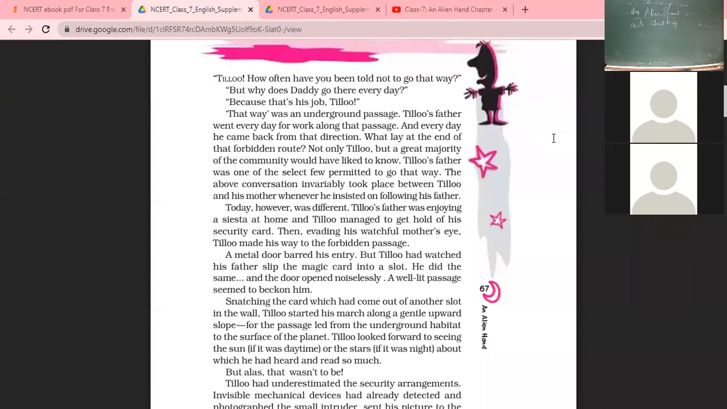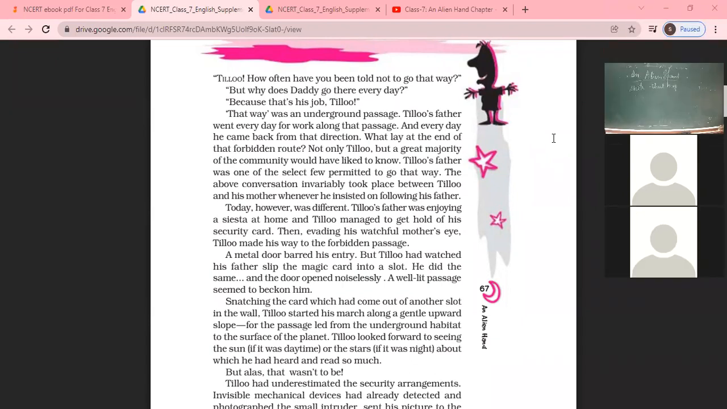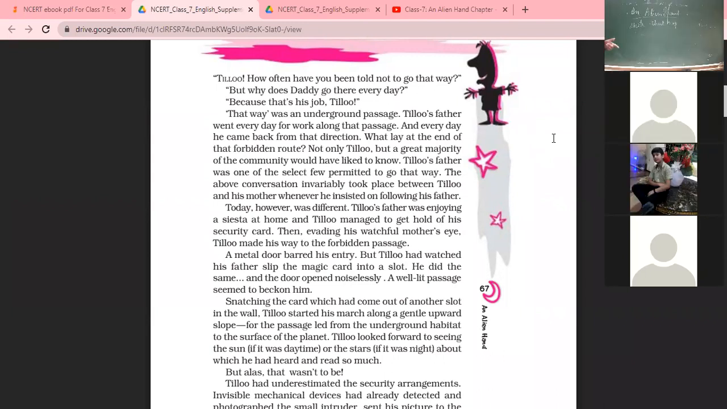Tilu has taken the security card of his father. So tell me, was it right or wrong? What do you think? Yes, Harshia. Ma'am, it was wrong. It was wrong because it was not an honest way to take. If he wanted that card, he would have asked his father. But he has not asked his father for that card. He has taken hold of it. That was wrong.